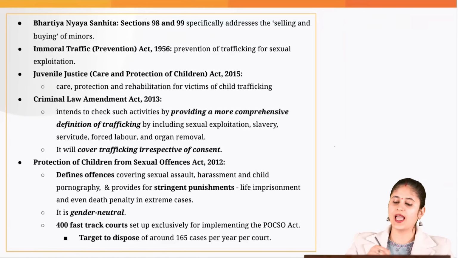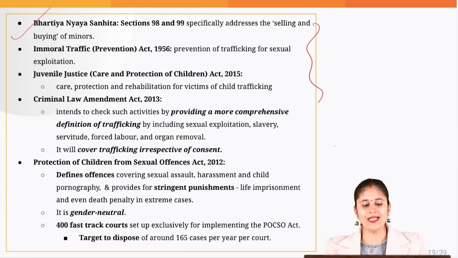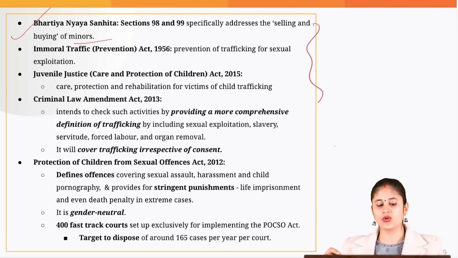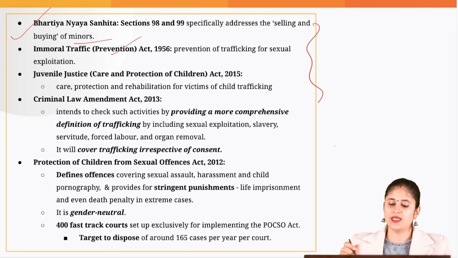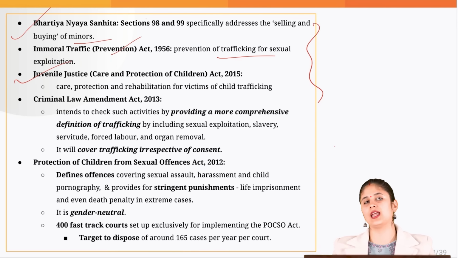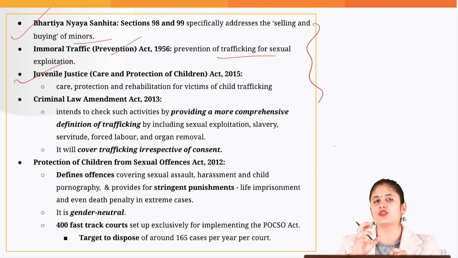Then what all laws do we have in India to protect the children? So we have Bharatiya Nyaya Sanhita sections 98-99, which deal with buying and selling of minors. Then we have the Immoral Traffic Prevention Act, which basically prevents trafficking for sexual exploitation. Then we have the Juvenile Justice Care and Protection of Children Act, which basically talks about how the state has to take care of the children who are rescued from child labor, from child trafficking, etc.